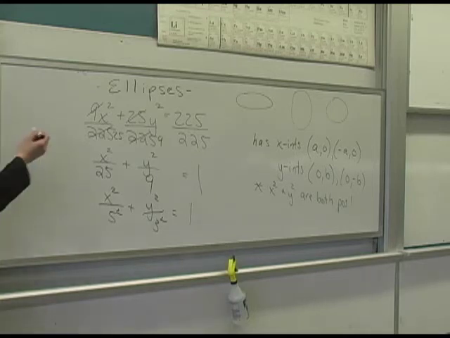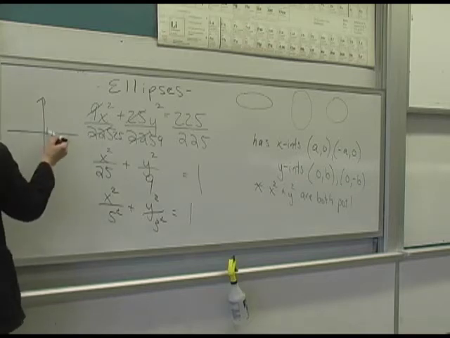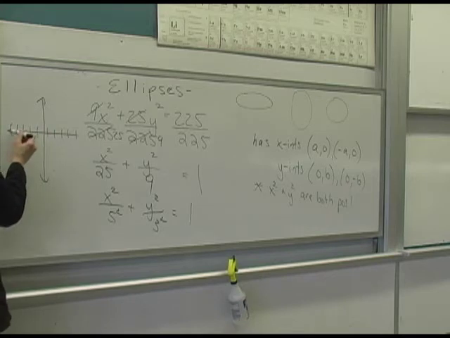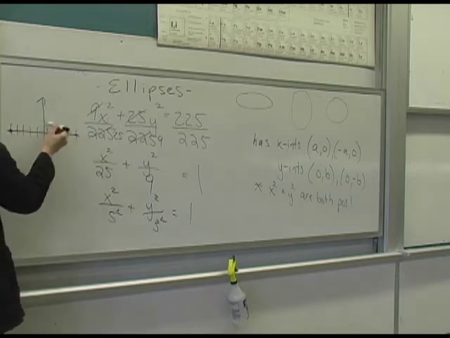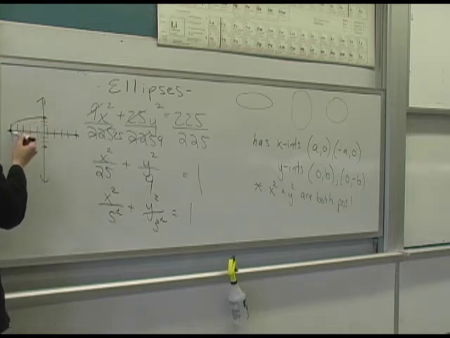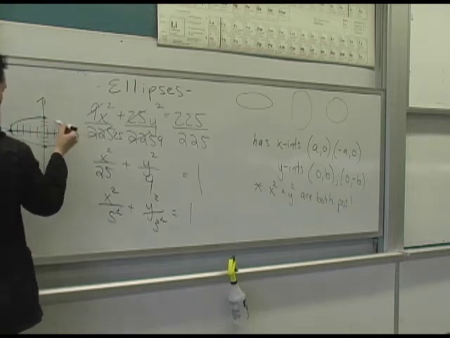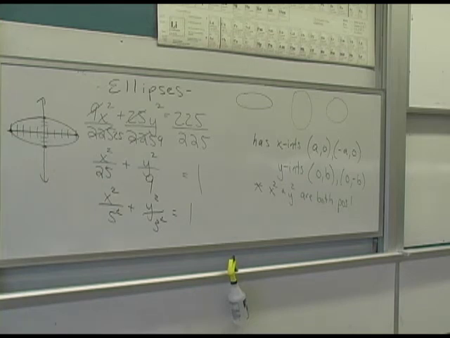Okay? So I'll do a nice little graph over here. The x's, I'm going to go out 5. 1, 2, 3, 4, 5. 1, 2, 3, 4, 5. And the y, I'm going to go out 3. 1, 2, 3. 1, 2, 3. So it's kind of a sideways looking football. Okay?